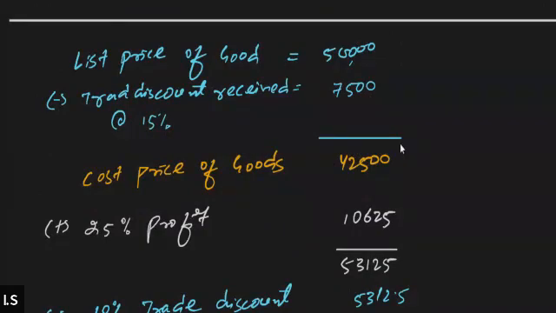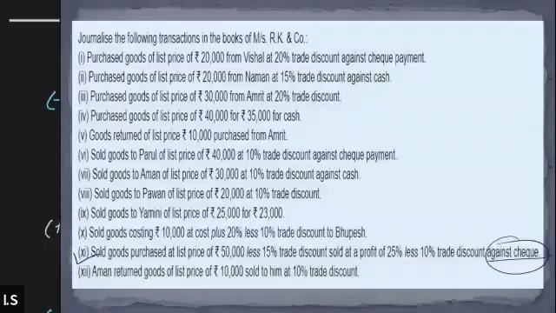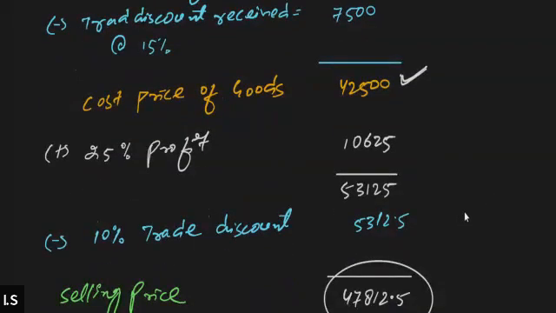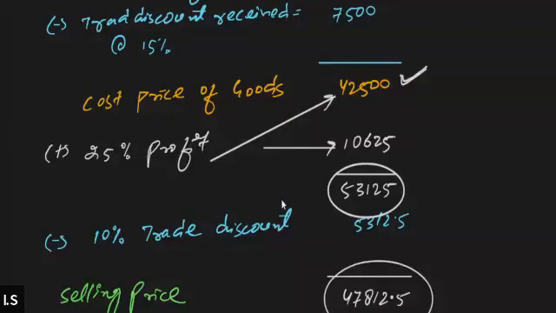Is this clear, everybody? Till this point, is everything clear? Listed price of the goods was 50,000, and at the time of purchase we received a trade discount of 15%. That means ultimately the cost price of the goods for us is 42,500, on which we have charged 25% profit. 25% on this value will be 10,625. And after adding this, you will get the value 53,125.